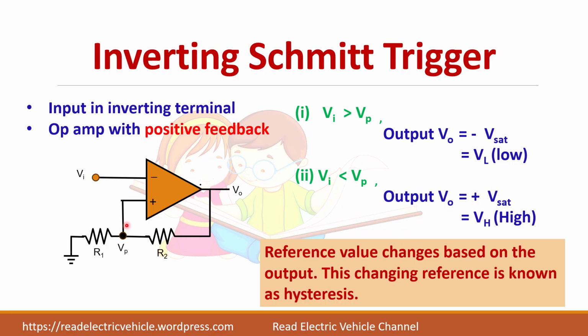So, now in this Schmitt trigger, you have to remember one thing. The input signal is always compared with this voltage, but this voltage is not a fixed one. It changes based on what the output is. If the output is plus V set, the Vp is going to be some plus value, or if it is minus V set, the Vp will also change correspondingly. So this changing reference is known as hysteresis.